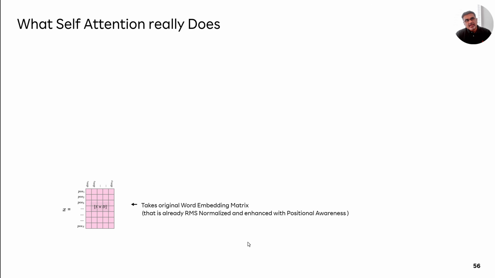So the general idea behind self-attention is you take the original word embedding matrix, which has already gone through the RMS normalization as well as positional awareness.